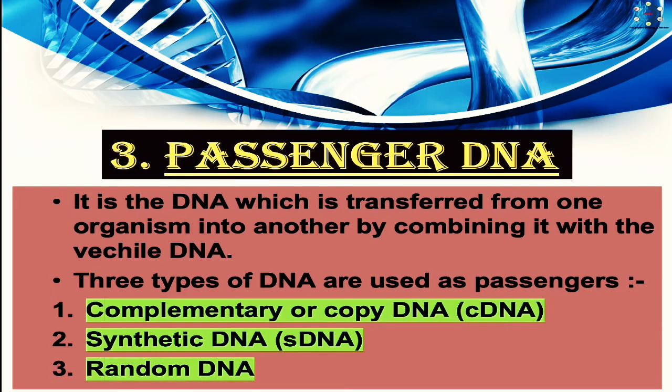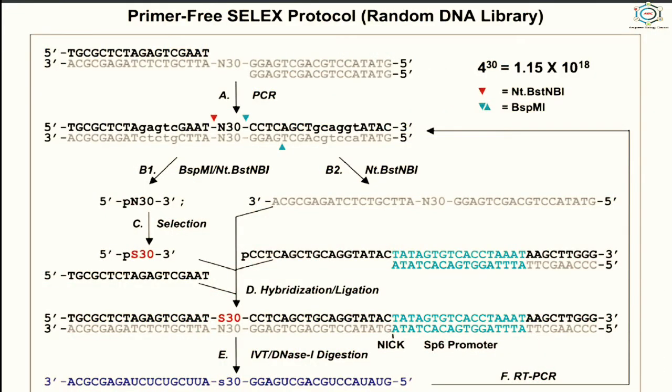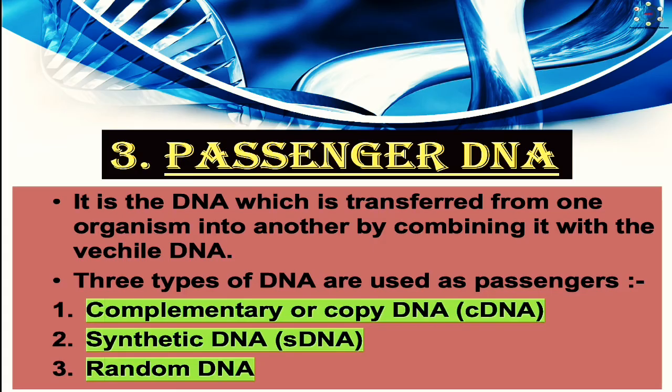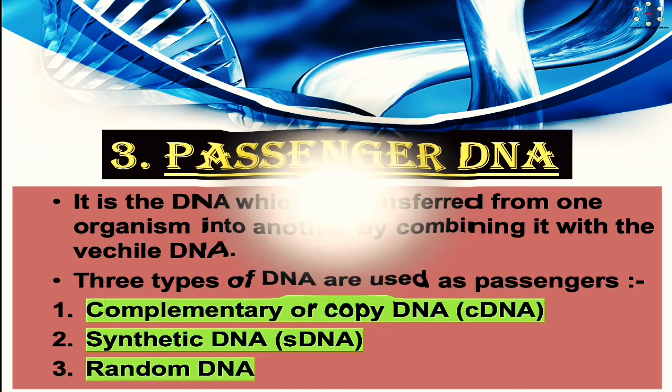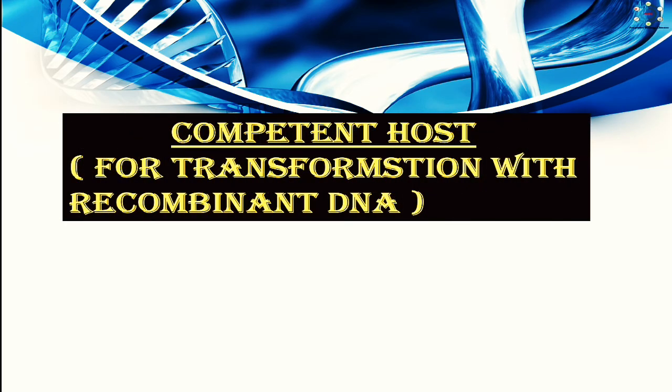So here you can see now the third part, that is the random DNA. It refers to the small fragments found by breaking a chromosome of an organism with the help of restriction endonucleases. So this is all about the passenger DNA. After this, what is a competent host and what is the use of this in the transformation with the recombinant DNA?